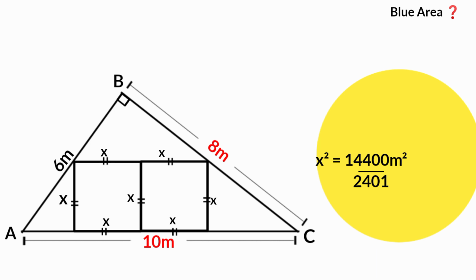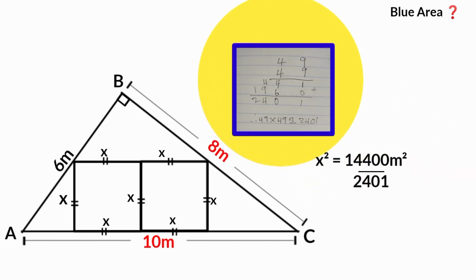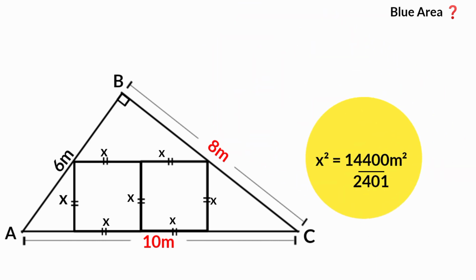But if you need proof, here is how we solved it. So x squared now equal to 14,400 meters squared all over 2,401. Do you know that this is the area of this square here? Because the area of a square is the square of the length of one of its sides. And the length of one of its sides is x. And the square of x is this.